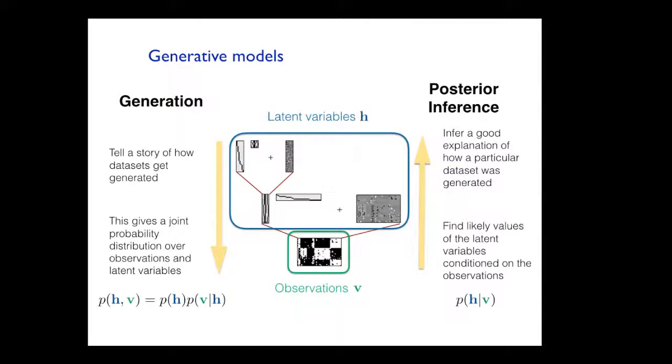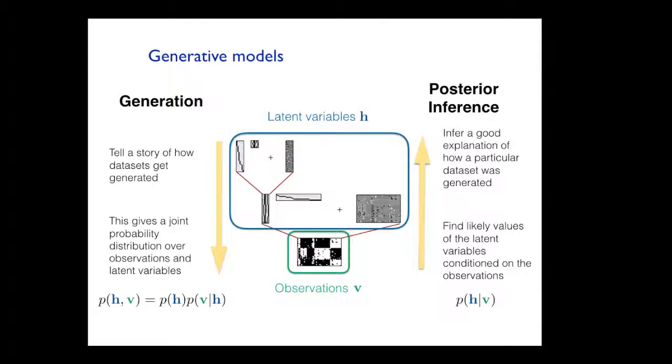But when we're fitting generative models, what we're interested in doing is posterior inference. And so we'd like to take a data set and infer a particular explanation of how that data set was generated. In particular, mathematically, we'd like to find likely values of the latent variables in the posterior distribution, the probability of the latent variables given the observations.